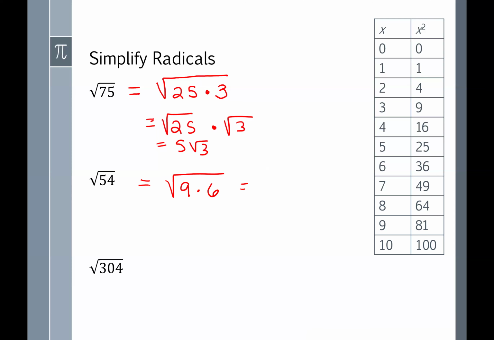Okay, so then what do you do? They're both 3. We don't want to go that far. We want to write this as a product of the square root of 9 and the square root of 6. Now, what's the square root of 9? Is that 3?